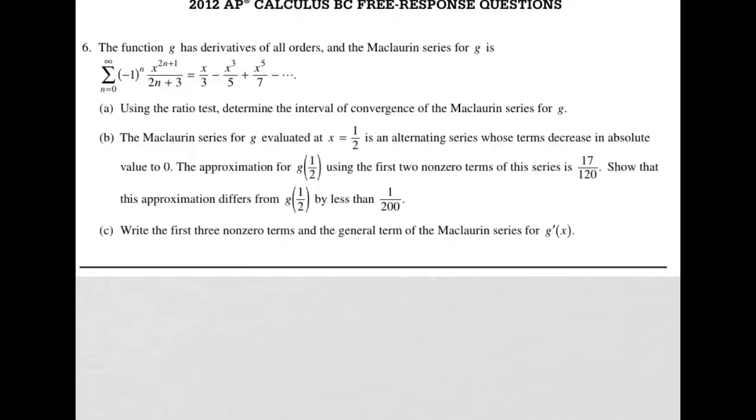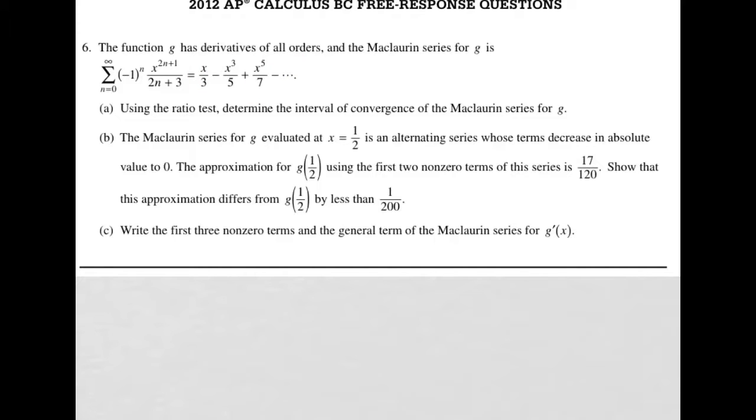For alternating series, the error in the approximation is at most as big as the term that you leave off when you make your approximation. And here we're leaving off the third non-zero term. So let's just write out three terms. Are they non-zero? Oh wait, yeah, the first three non-zero terms.